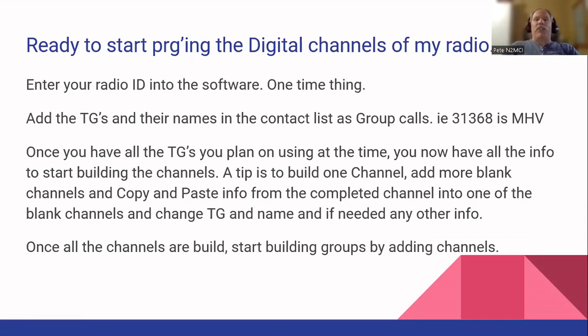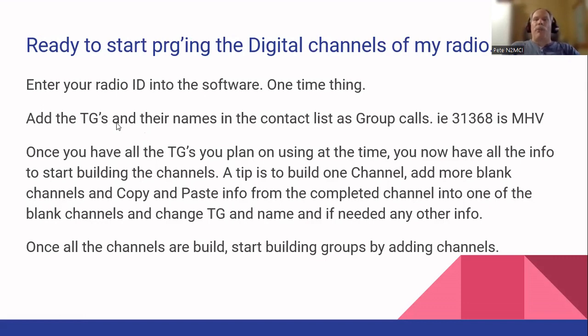So when you're ready to start digital channels, what do we have to do? Well, the first thing you've got to do is get the software up. And one of the first panels is going to ask you for the radio ID. And that's your radio ID that you get from radioid.net. So wherever that is, you say you want to add, and then you're going to start adding talk groups.